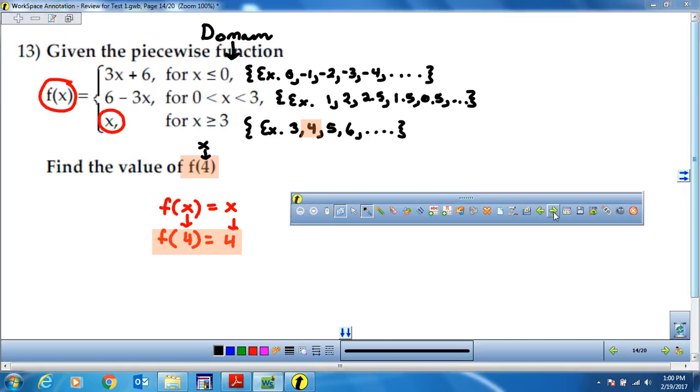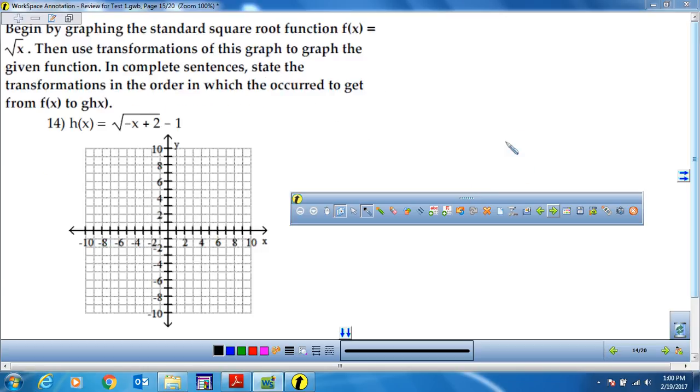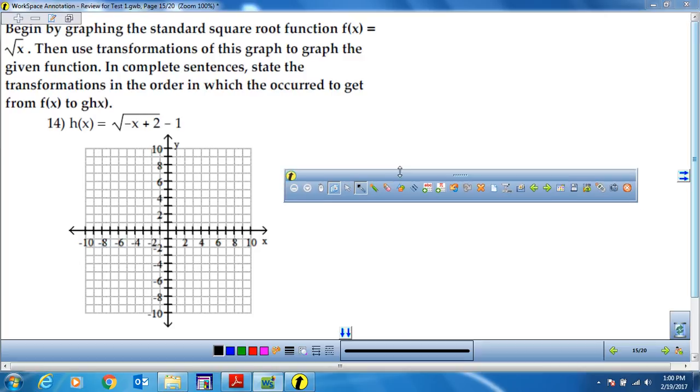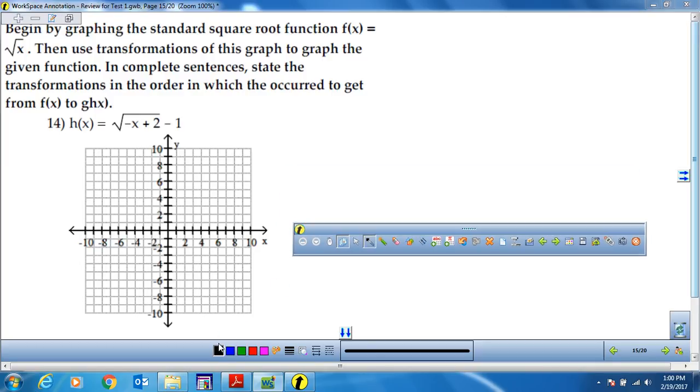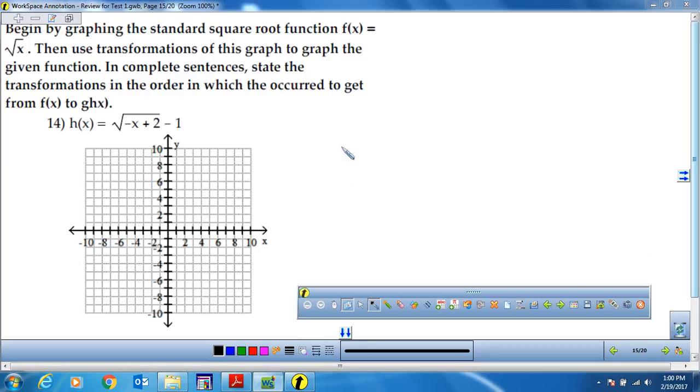Next question. Now we are going to work on transformations of functions. Okay, so on the transformations of the functions, let's keep in mind what we have to do. So first of all, we're going to start by graphing the function f of x, and then we're going to use transformations of that function to create the function h of x right here.